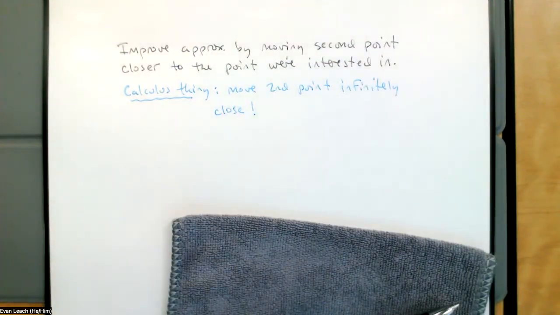The calculus thing is when you're doing a process that improves your approximation, just do that an infinite number of times. We're going to move that second point infinitely close to the first point. In the language of limits, we're going to take the limit as the difference between the 2 points drops to 0.